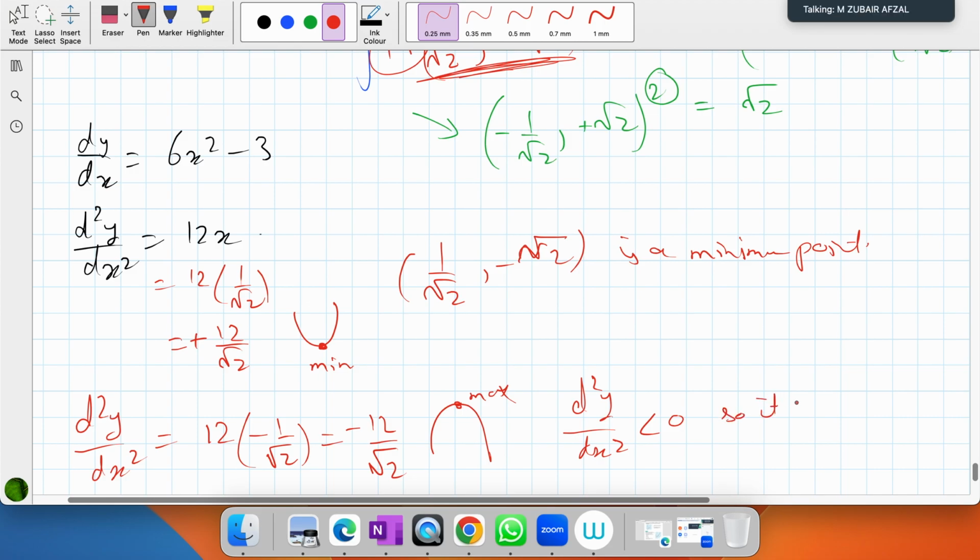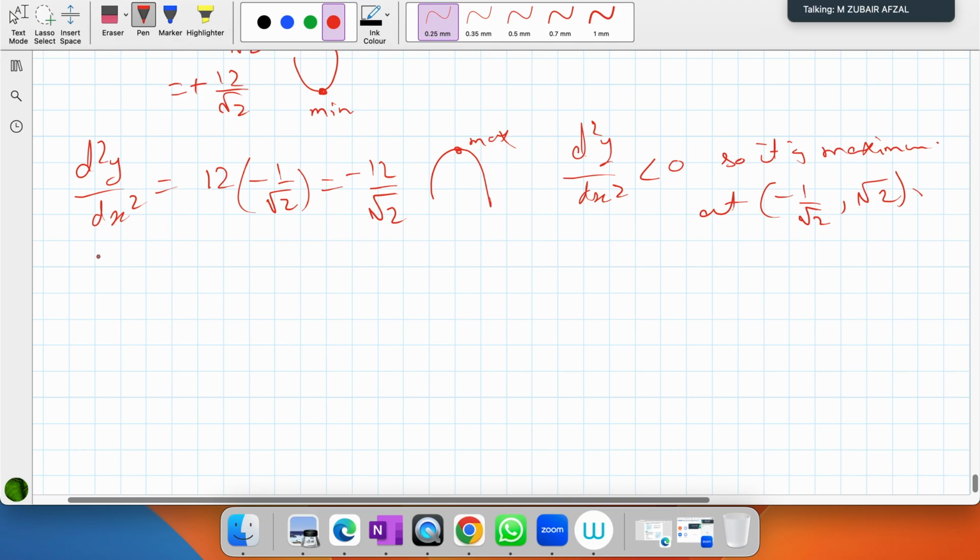So it is maximum at negative 1 by 2 square root comma positive 2. If I can show you, make it clear with this diagram.